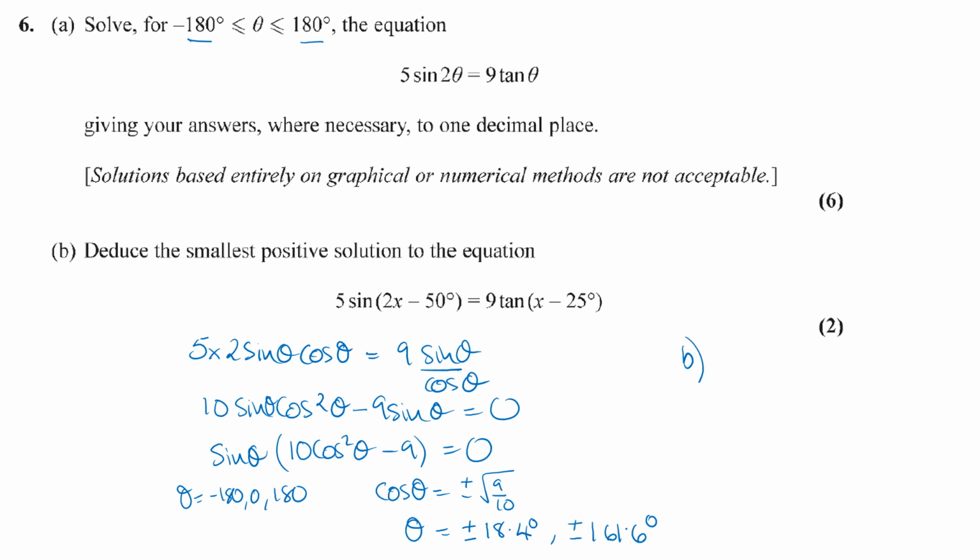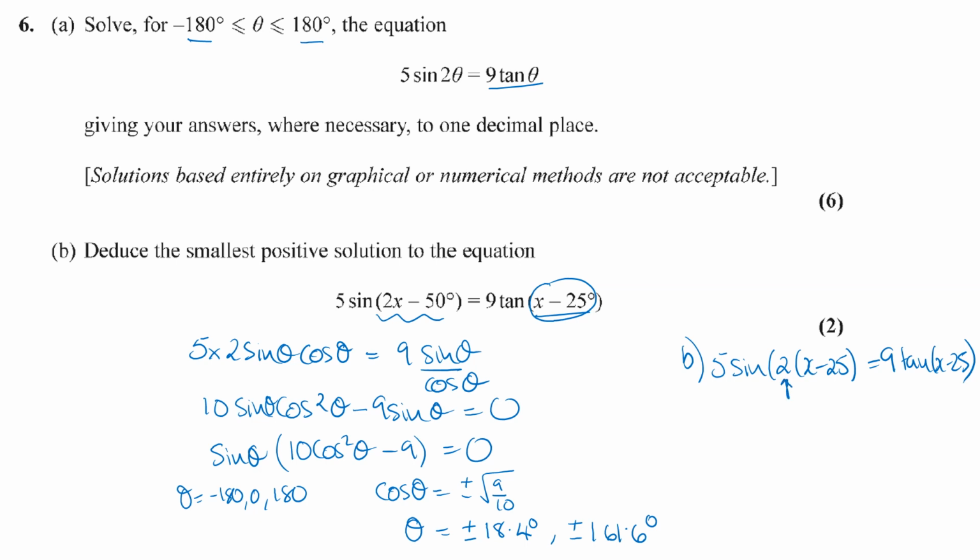Okay, so part B, we're looking at something quite similar to what we've done in part A. We've got the 5, the 2x, and you can see here we've got the 9 tan theta and we've got 9 tan x minus 25. So we look at that x minus 25 and see if we can rearrange and put that in the same form on the left. We've got 5 sine, taking a 2 out, and then you'd have x minus 25 is equal to 9 tan of x minus 25. So it's looking more similar to what we've just done. We've just got this 2 here.